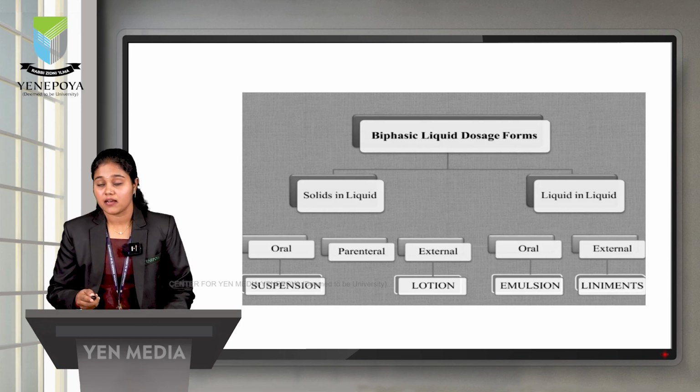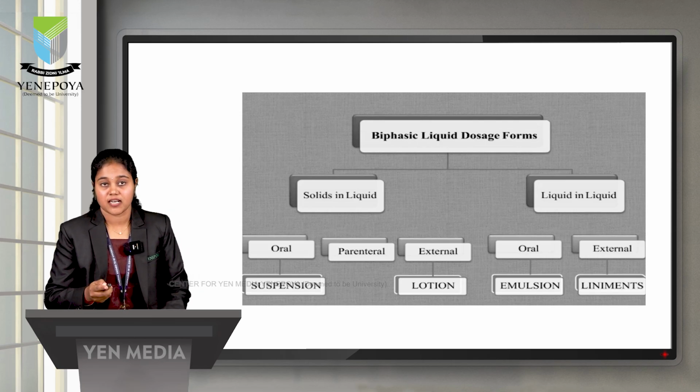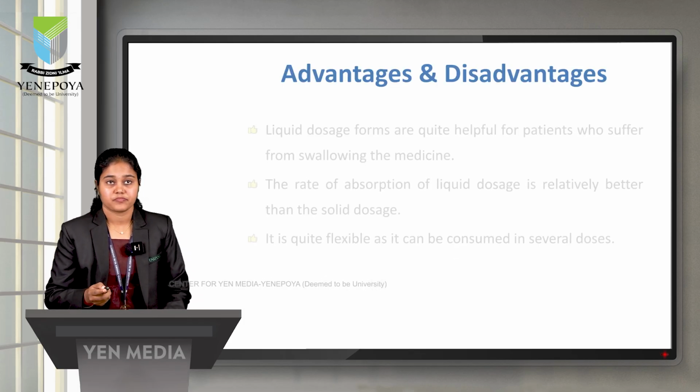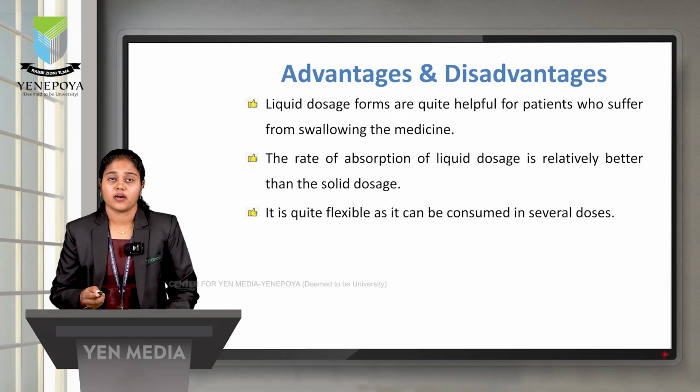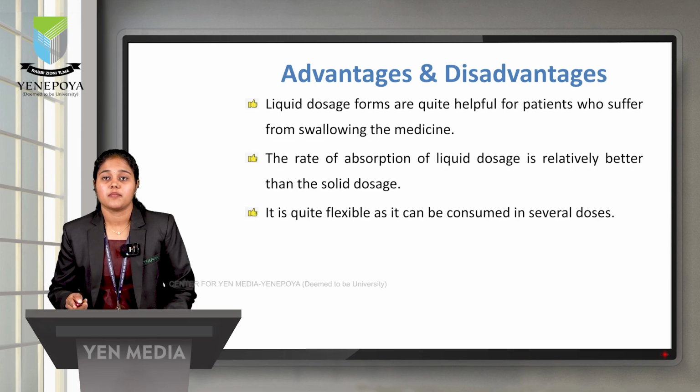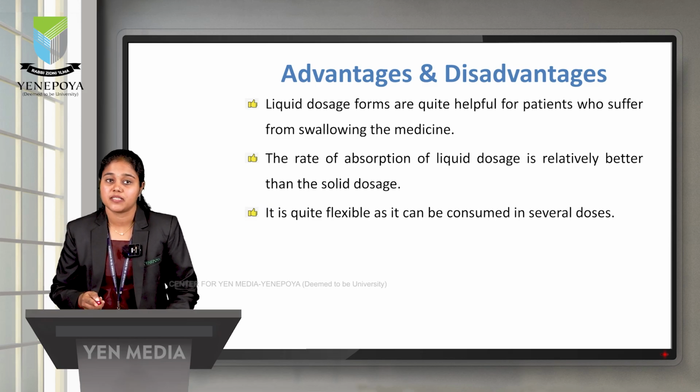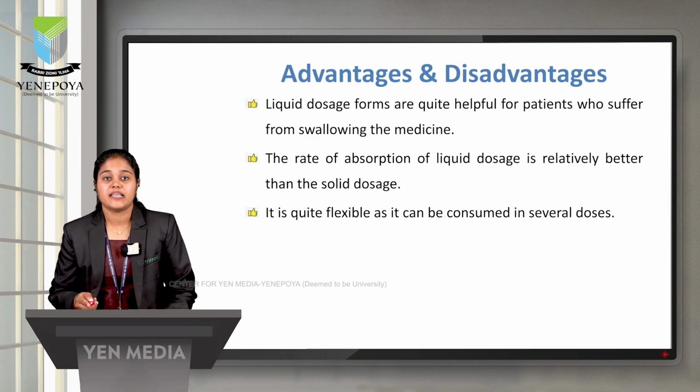So these are the main sub-classifications of the main classification. What is that? Liquid dosage form. It is sub-classified into monophasic liquid dosage form and biphasic liquid dosage form. We will see what the advantages of this liquid dosage form are. Liquid dosage forms are quite helpful for patients who have difficulty swallowing medicines. The rate of absorption of a liquid dosage form is relatively better than the solid dosage form. It is quite flexible and can be consumed in several doses. Maybe the patient has to take 5 ml of syrup. First he or she can take 2.5 ml, then again 2.5 ml. It can be done.